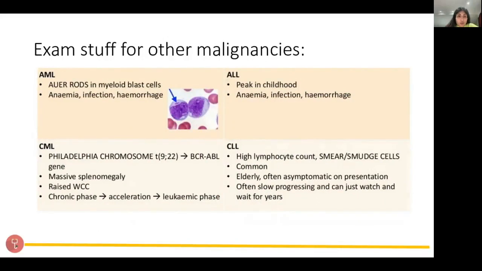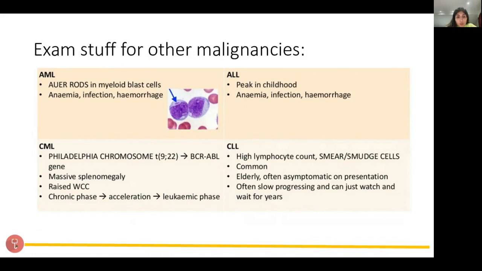Just a quick note on the hematological malignancies. They're very confusing. There's a lot of them, but I've put the key points on here that you should remember for SBAs. They won't really come up in OSCEs. But the way we split our leukemias is we've got the acute leukemias and we've got the chronic leukemias.